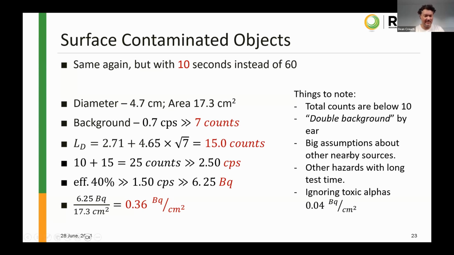Big assumptions about other nearby sources. I've never ever had to inspect something where there wasn't something hot next to it as well. You've got other hazards associated with these test times. So if you've got someone standing there for 10 seconds to a minute, it might be inside a confined space. You might not want them just standing there on a slippery surface, suspended by rope access, or just generally in a confined space for any longer than they need to be.